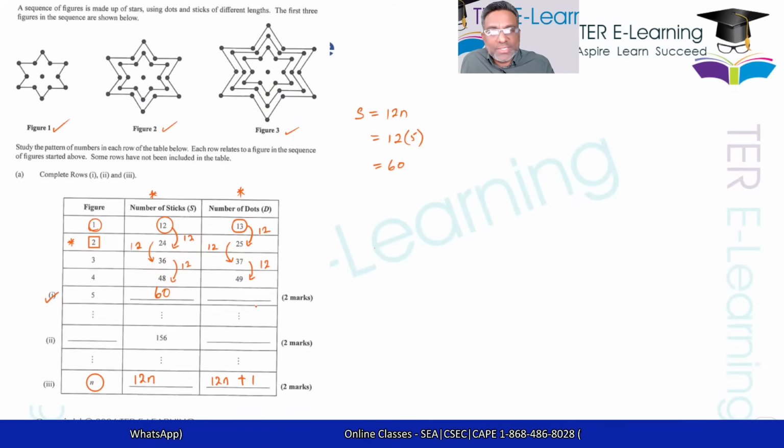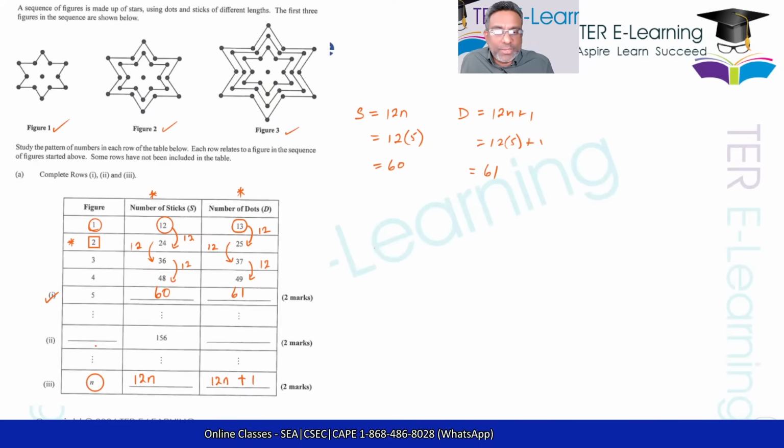For the number of dots, the dots formula is equal to 12n plus 1. So this is going to be 12 by 5, that's 60, plus 1. So that's going to be 61. So this number here is going to be 61. That's it. So we worked out that row there.